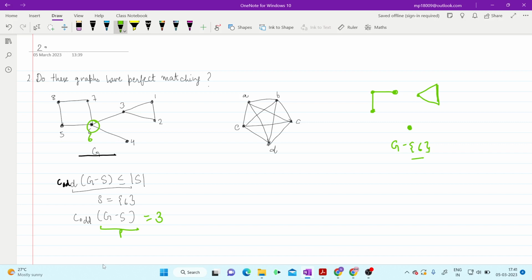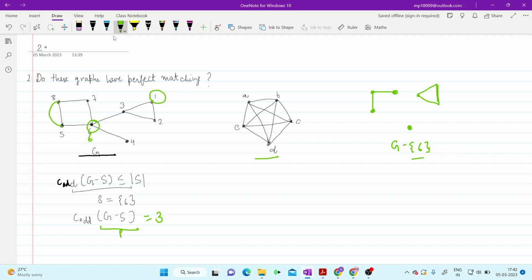So now what about this second graph? What do you think? Does this graph have a perfect matching? Can you modify this first graph by adding a loop and parallel edges? If you add a loop on vertex 1 and a parallel edge on edge 8 5, then what will happen?